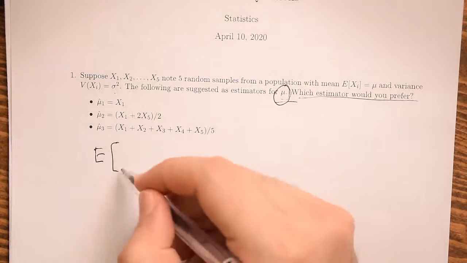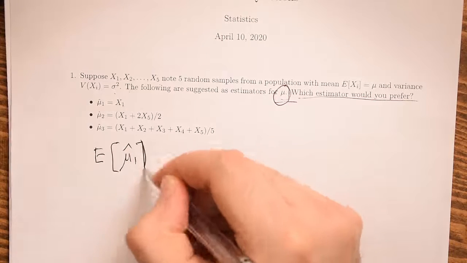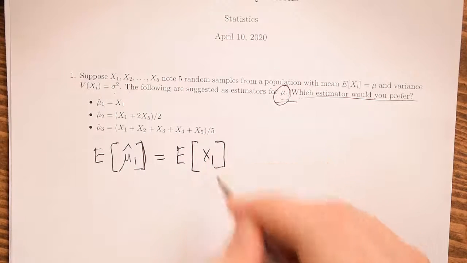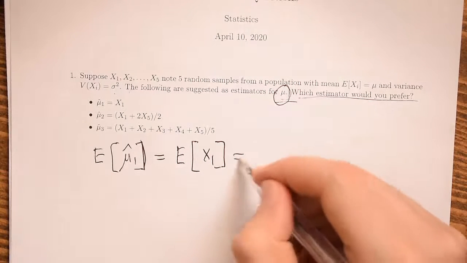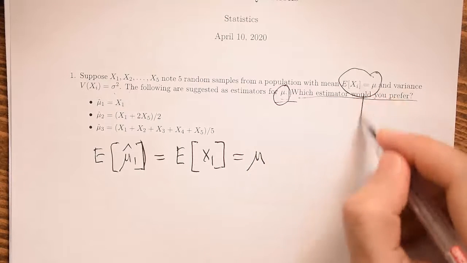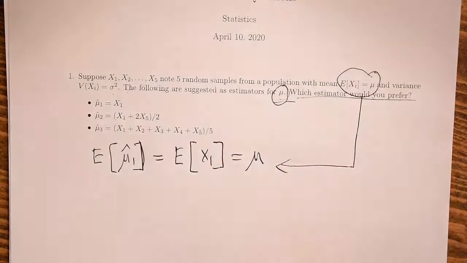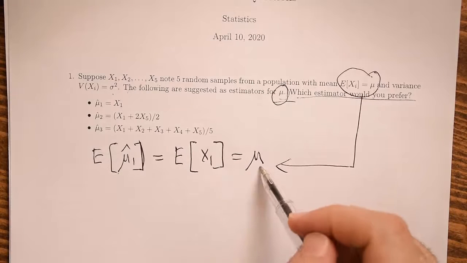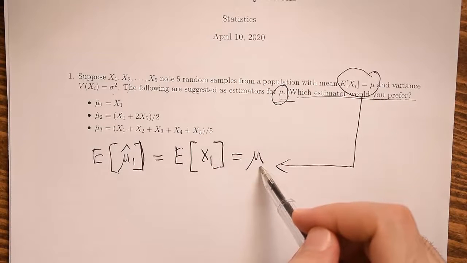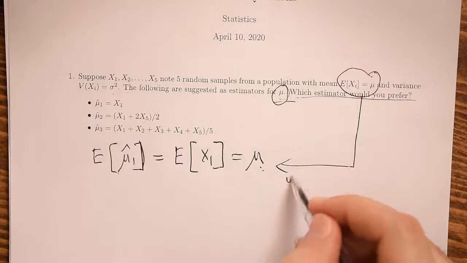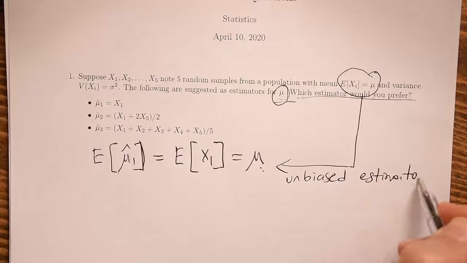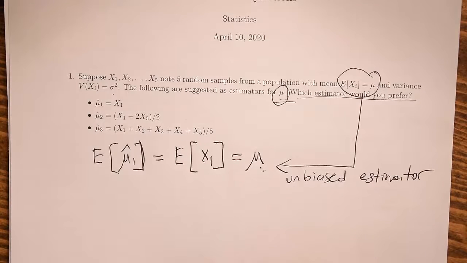of the first estimator, mu1 hat, which is given by expectation of x1, which is mu, because it's given in the question. So it's mu. Therefore, the mean of the estimator is equal to the population mean. So therefore, it is an unbiased estimator. Okay, so this is unbiased.